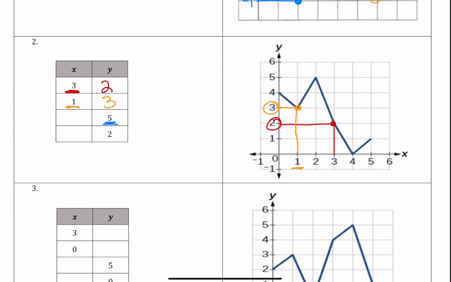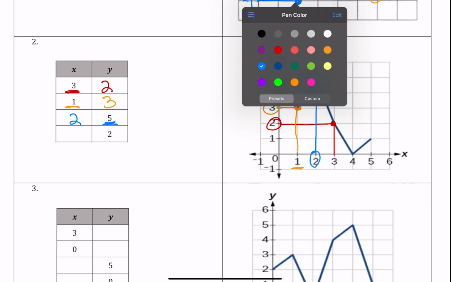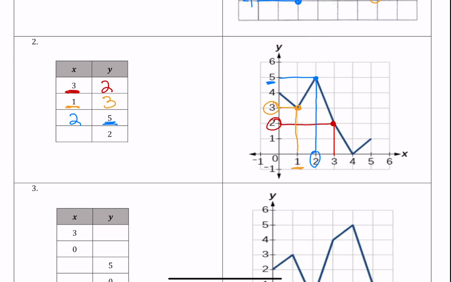Next number is a 5, but that 5 is a y value, so I have to go to the right to hit the graph, drop down, here's a 2, there we go. Looking at the next one, we have 2 for our y value, so here's 2. Go to the graph, here it is, drop down, there's our x value of 3.